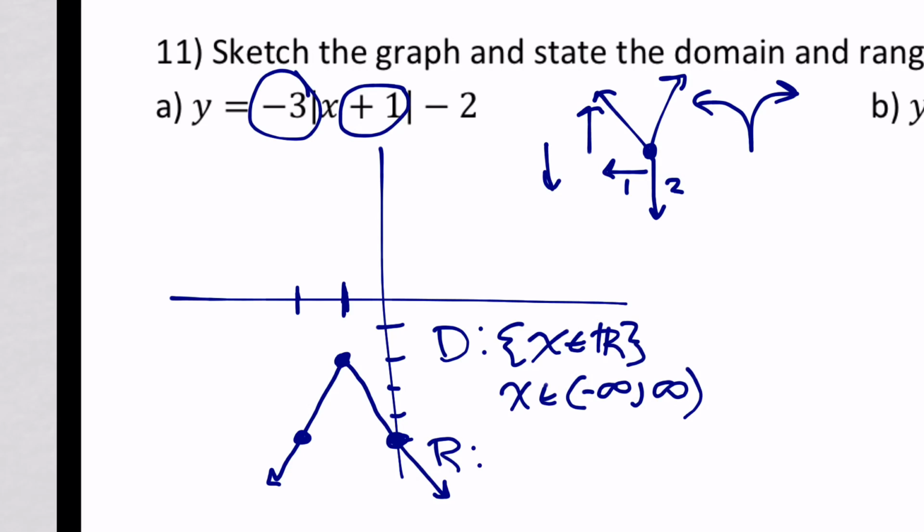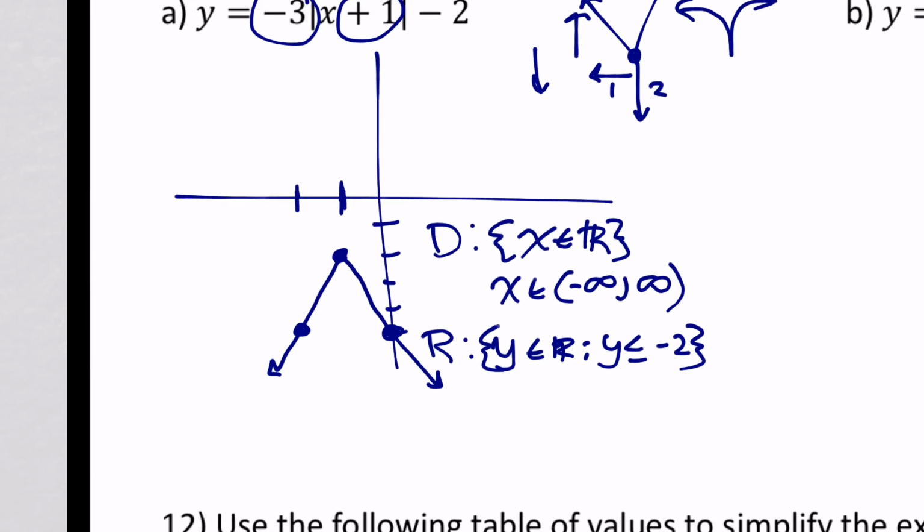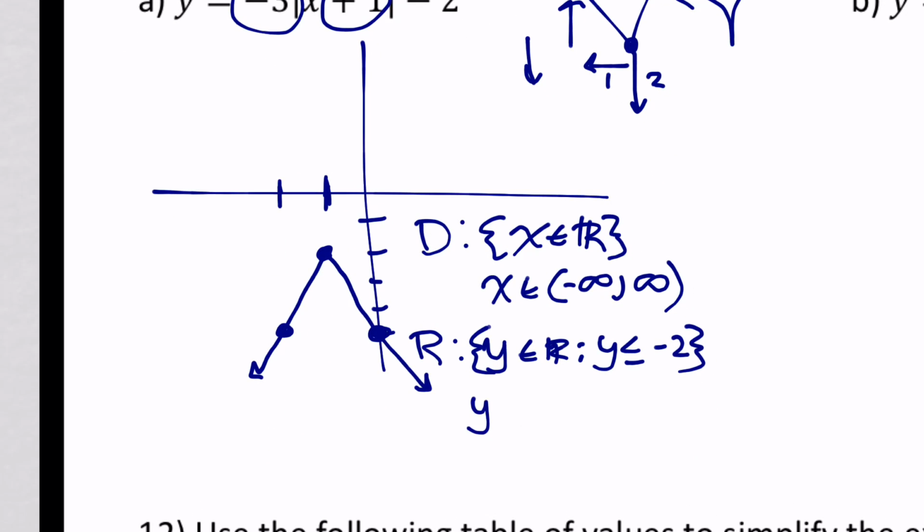Range of the function. Well, look at my graph. Where's it going? It's going down forever, and it's starting at -2 and going down forever. So y is in the set of all real numbers such that all our y values are less than or equal to -2. And we'll put our curly braces around them. Interval notation, y is an element of the interval going from -infinity up to -2, including it. So use a bracket.